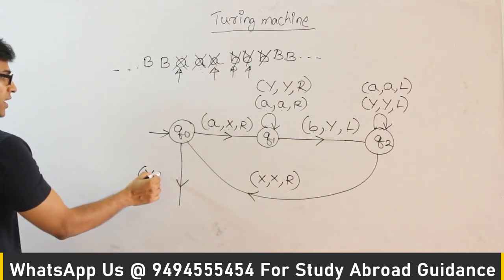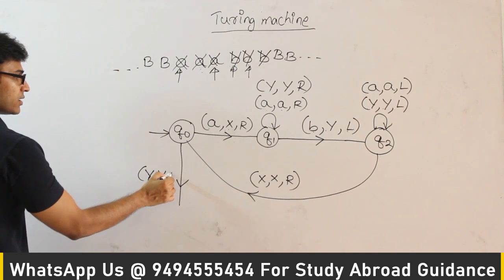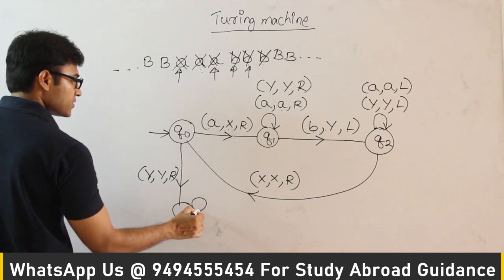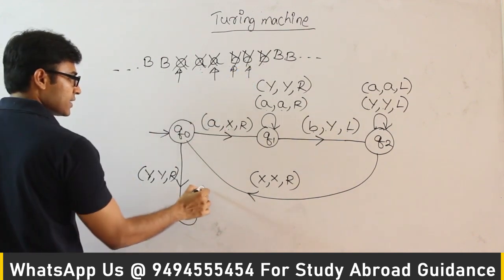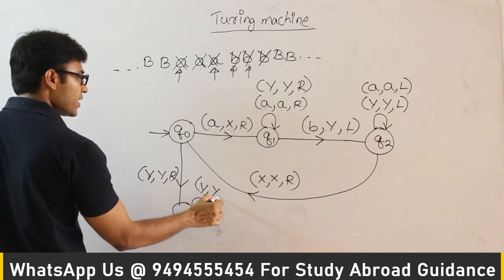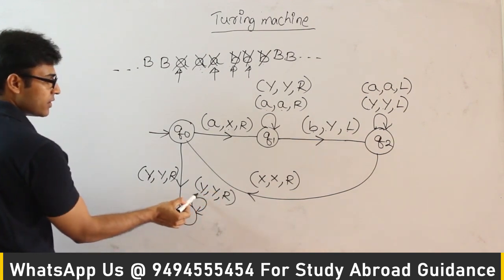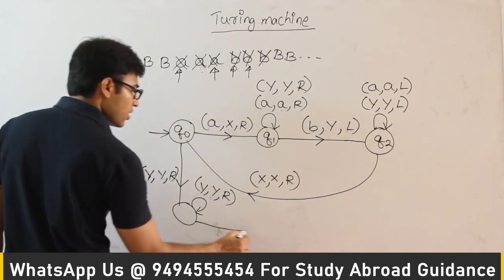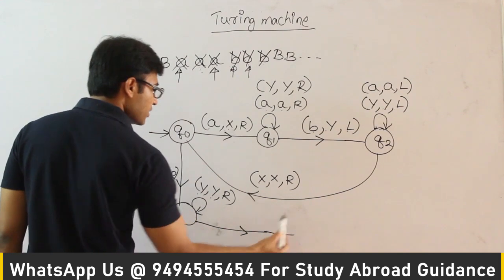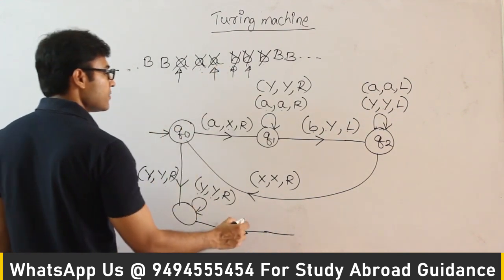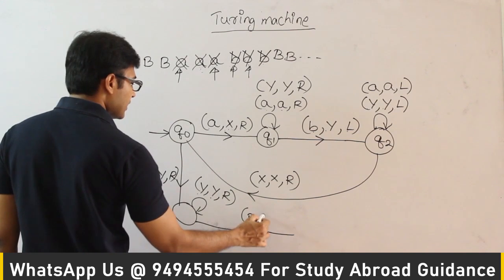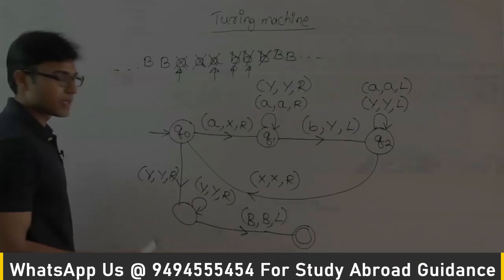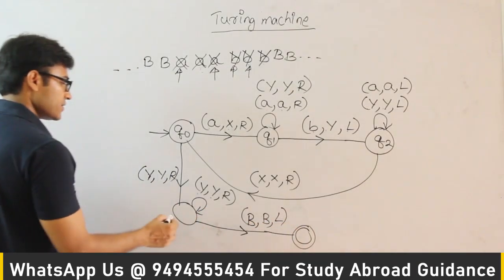So if there is a Y, I'll leave it as Y and I keep on moving right. When I'm moving right, what I am supposed to see is only Y's. So as long as I see Y's, I keep on moving right, and finally all the Y's will be over. In case all the Y's are over, and I see a blank, then you can leave it as blank, you can move left or right, no problem, and finally you can accept it.